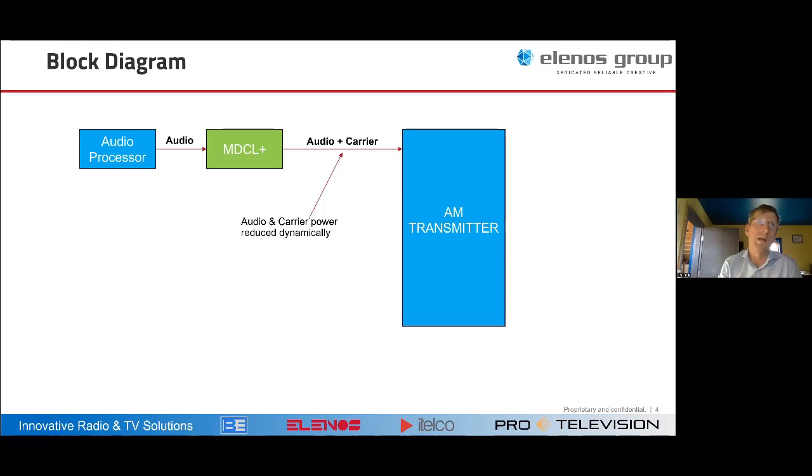So as I mentioned before, the technology that we're using is the AMC technology. That's what everybody has sort of agreed is the most appropriate, or let's say best. And when we do that, we turn down the audio level and we turn down the carrier level together equally. So loudness is not affected because it's essentially as if you were turning the power down on your transmitter.